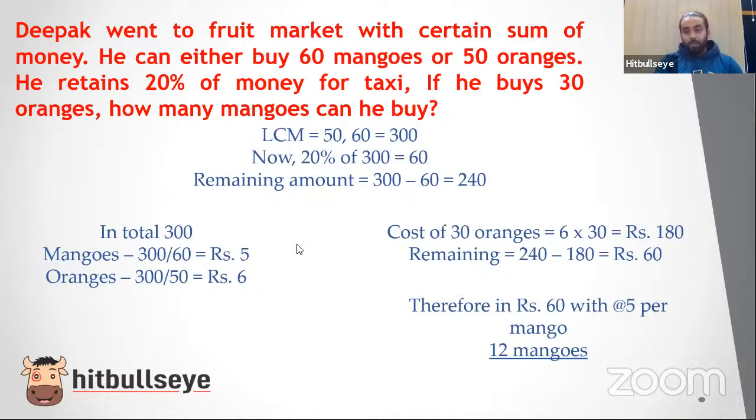So again, meaning you forgot this 20% of the taxi fare, right? No. So I misinterpreted the question. I thought that he retains 20% of the money, and with the remaining, he bought 30 oranges. So if he didn't buy the oranges, how many mangoes could he have bought? Okay, got it. Silly mistake. Again, the language of the question.